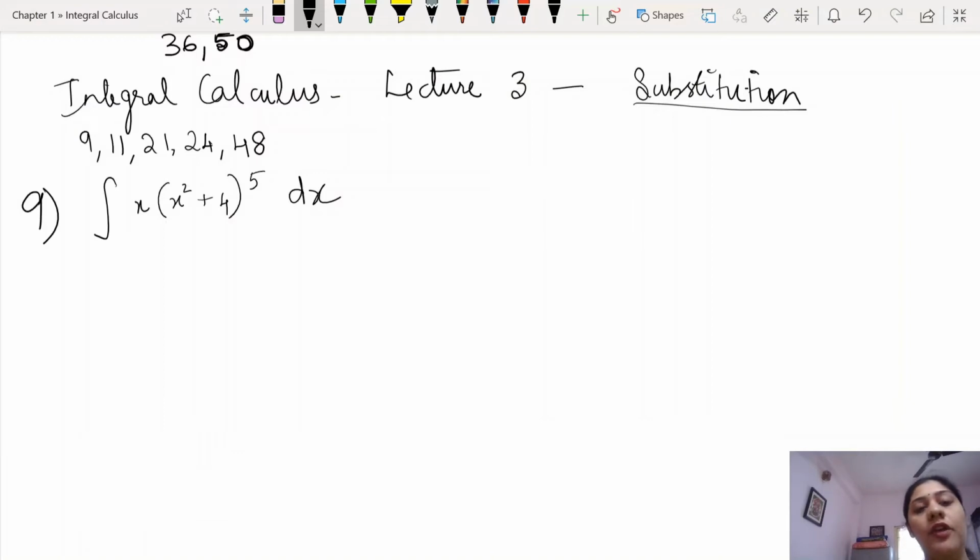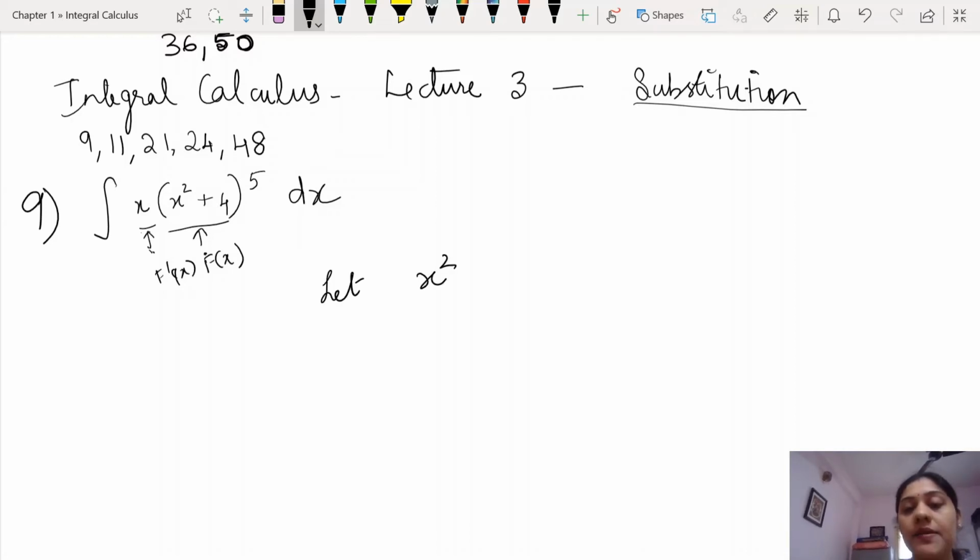Now, when are we going to use integration by substitution? We use integration by substitution when we see a product of two functions or a division of two functions. In that also, when we see a product or division, one function is the differential of the other function. Let me repeat: one function is the differential of the other. For example, if this is f of x, this becomes f dash of x.